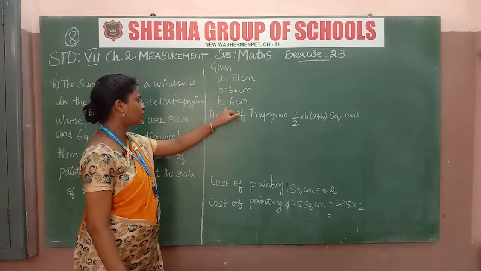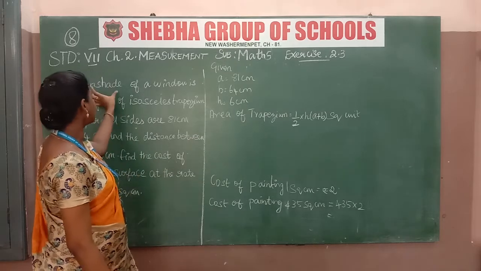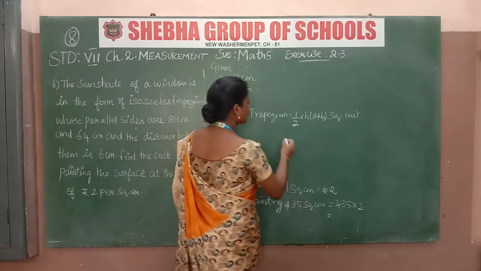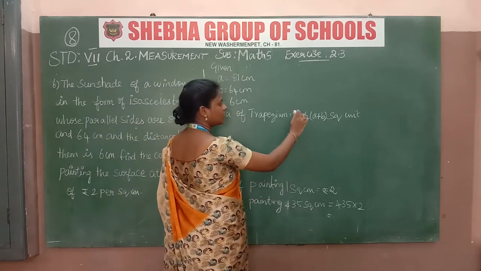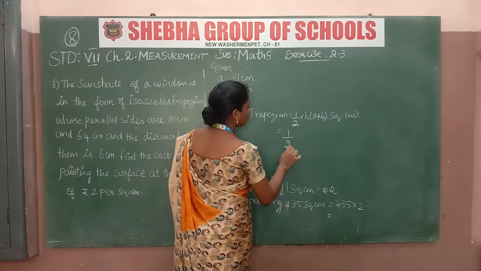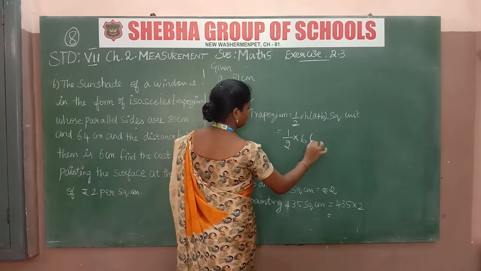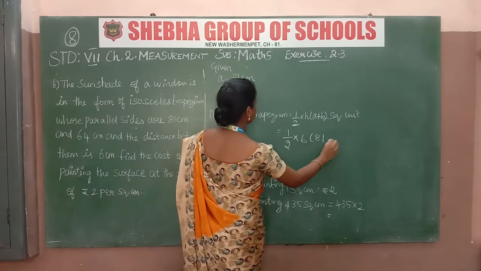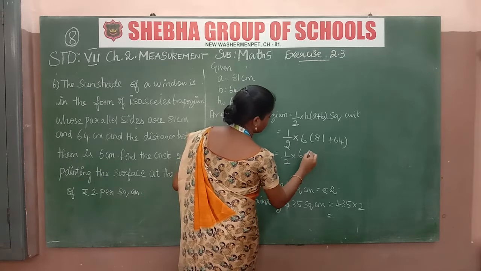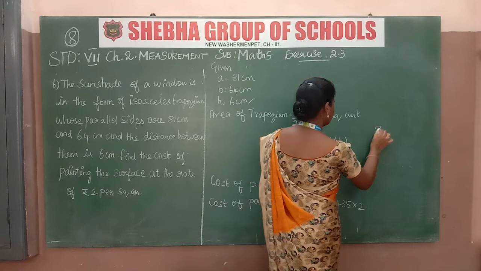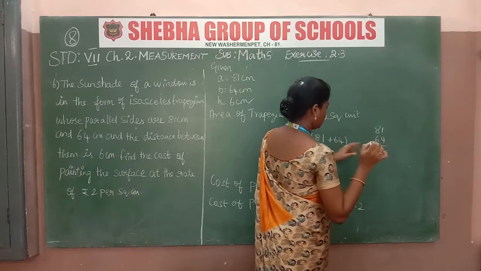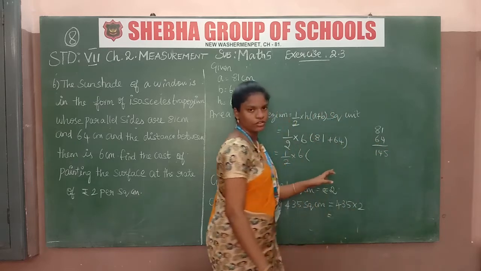So first, height is equal to 6 centimeter. The sunshade of the window is an isosceles trapezium, so we have to find its area first. The area of a trapezium formula is 1 by 2 into h into (a plus b) square unit. We substitute it: 1 by 2 into height value 6, a value is 81, b value is 64. 1 by 2 into 6 into bracket 81 plus 64. 1 plus 4 is 5, 8 plus 6 is 14, so the value is 145.